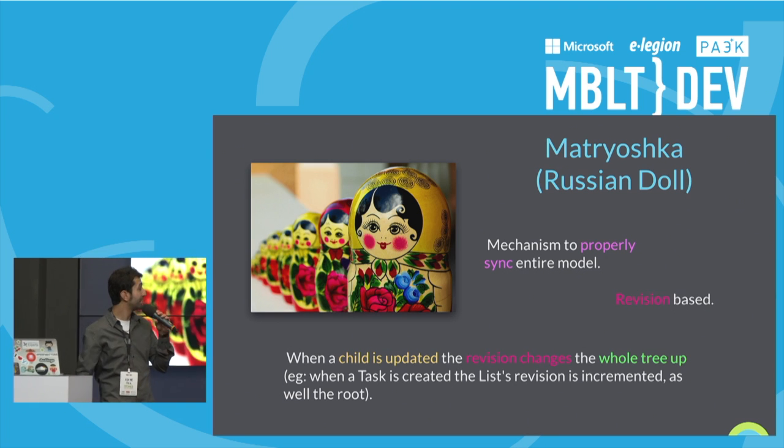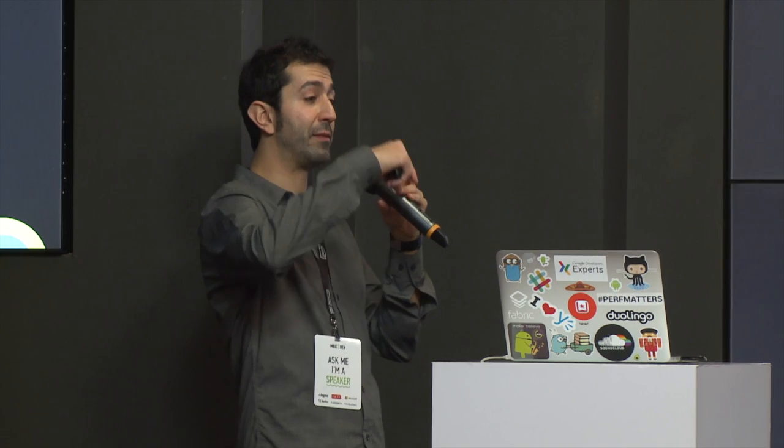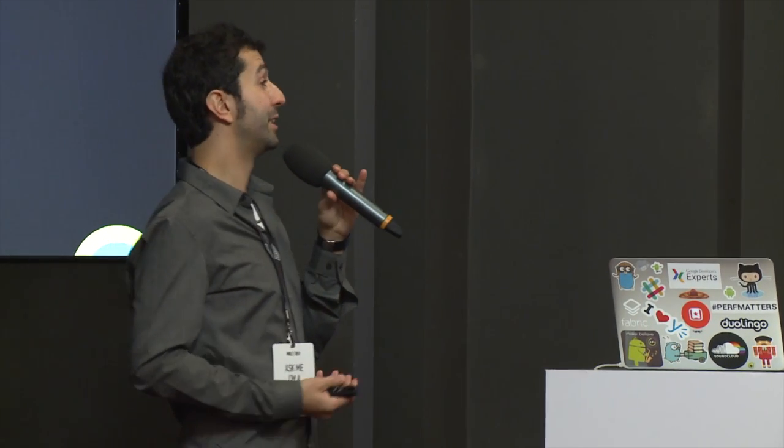Matryoshka. This is a mechanism to properly sync our entire model. We follow this simile of Matryoshkas, right? So we open the door, then we have another one, we open this second door, and so on until we reach a base case. Remember when we were in the university, when we reach base cases, it's because we are using recursion, right? So at the end, Matryoshka is a recursive algorithm.